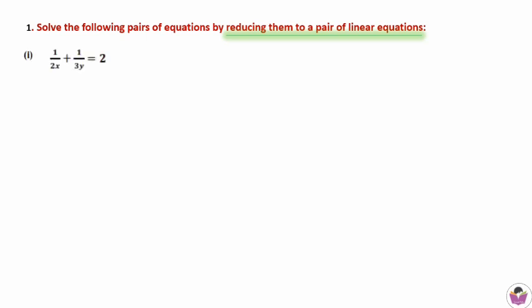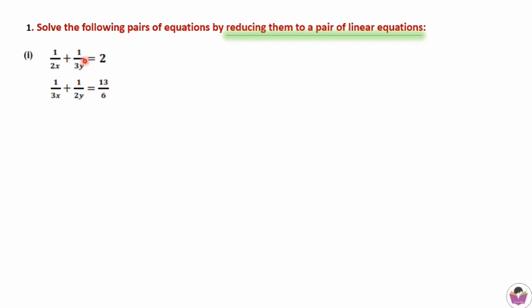The first question is, there are two equations. The first one is 1 by 2x plus 1 by 3y equal to 2, and the second equation is 1 by 3x plus 1 by 2y is equal to 13 by 6. When you closely observe, these two equations are not in the linear equation format. Their variables are in the denominator.